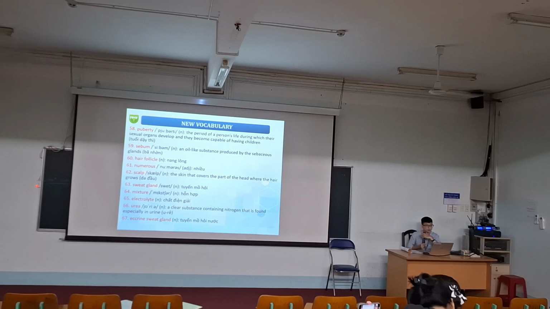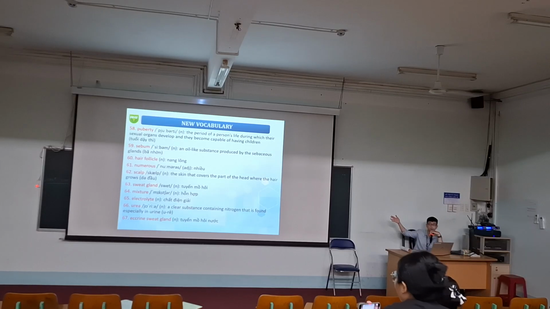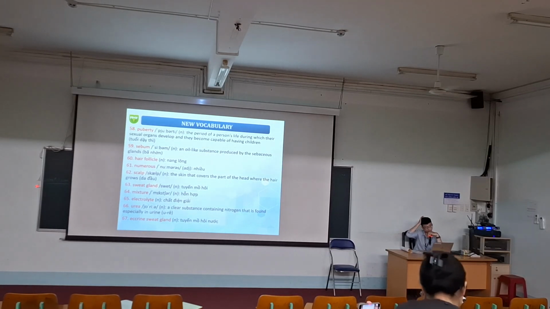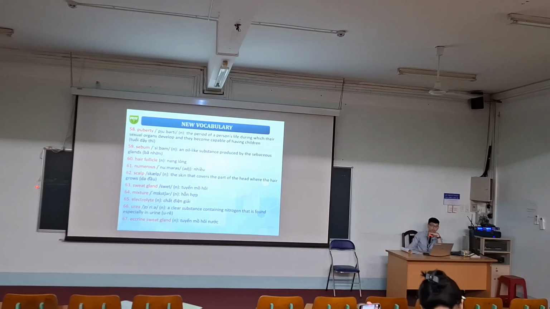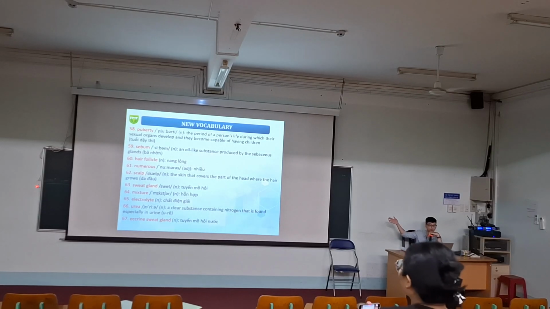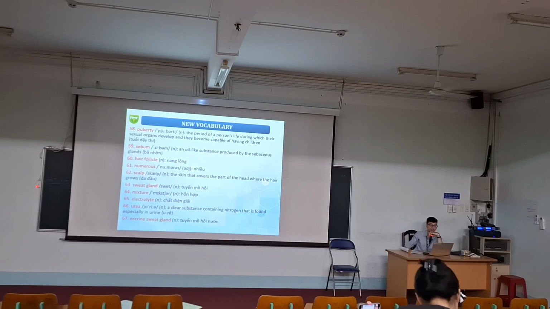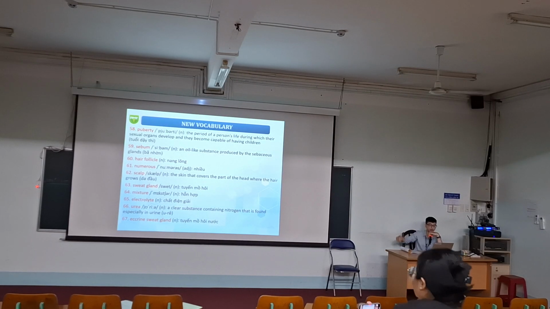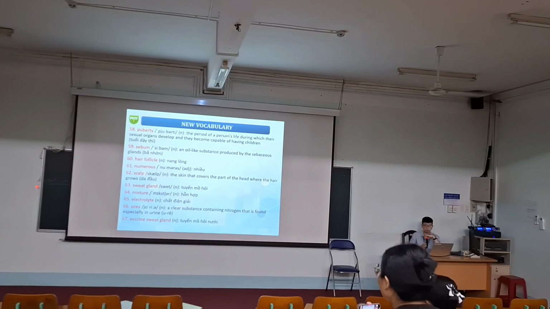Okay, so 58, can you say the word for me? Puberty. Okay, 59, sebum. 60, hair follicle. Numerous. Scalp. Sweat gland. Mixture. Electrolytes. Urea. Eccrine sweat gland.